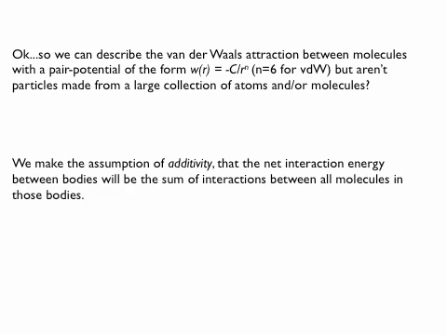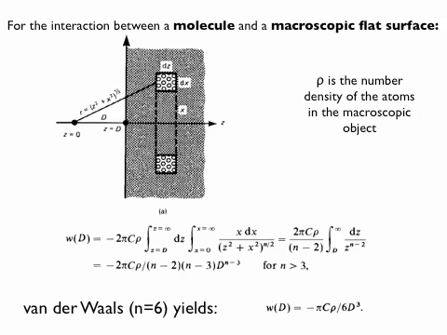So I just want to give you a feel of this. I don't expect you to get all the details, but just the concept behind it, right? So here you have a macroscopic flat surface, which is this large chunk of gray thing on the left-hand side. And then you have one particular atom or molecule at a distance d from that particular surface.